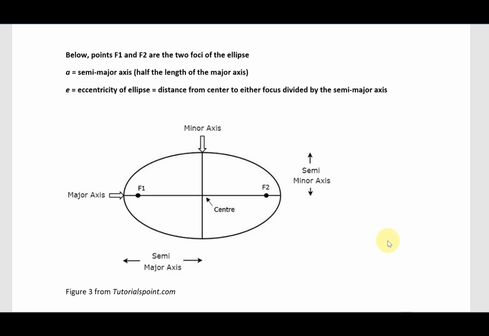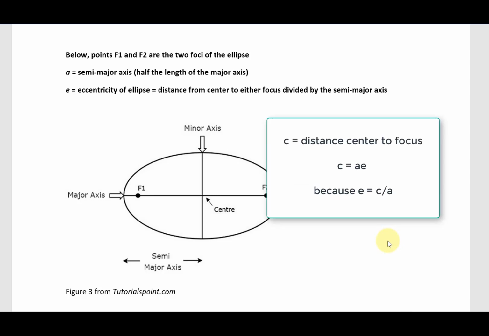And those are some fundamental parameters of the ellipse. Also, a very important basic parameter of the ellipse is its eccentricity. So the eccentricity is the distance from the center to either focus divided by the length of the semi-major axis.